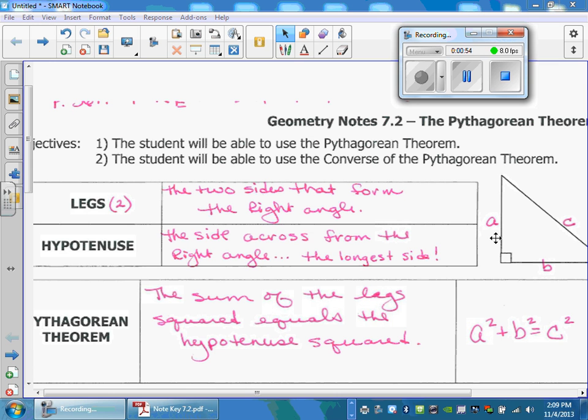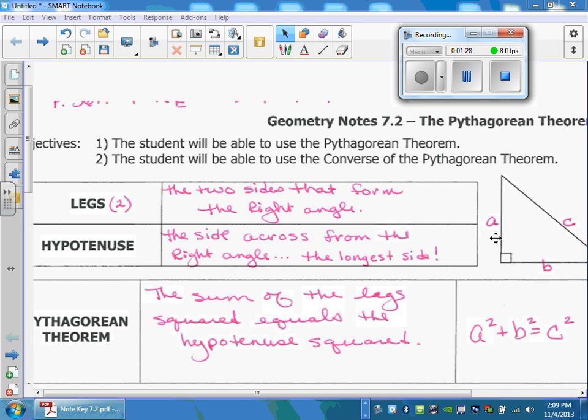Just to go over the objective for tonight: the student will be able to use the Pythagorean theorem, and the student will be able to use the converse, the opposite of the Pythagorean theorem. So we have legs, I've labeled them A and B, the two sides that form the right angle. You should be writing this down. And C is the slant, also known as the hypotenuse, the side across from the right angle, the 90-degree angle that we see in the corner of A and B. The longest side is C, the hypotenuse.